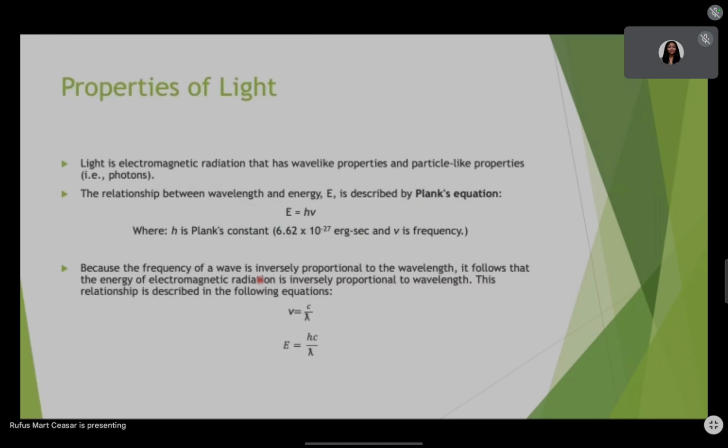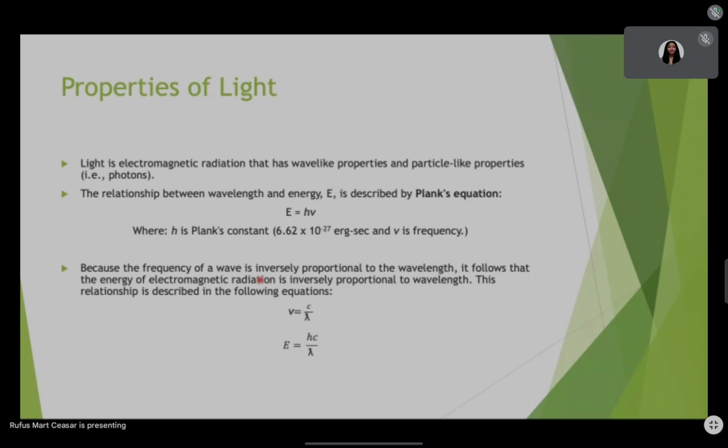So, principle of laboratory instrumentation. First, we will be discussing properties of light, kasi yung first half nito, yun muna yung idi-discuss ko, with base on spectrophotometry. So, light is an electromagnetic radiation that has wave-like properties and particle-like properties or photons. Yung particle-like properties, si Einstein. Wave-like properties, ang description nito, makikita natin sa equation na ito. The relationship between wavelength and energy is described by the Planck's equation, wherein E is equal to h nu. H is the Planck's constant, which is equal to 6.62 times 10 raised to negative 27 erg/sec. And nu is the frequency.